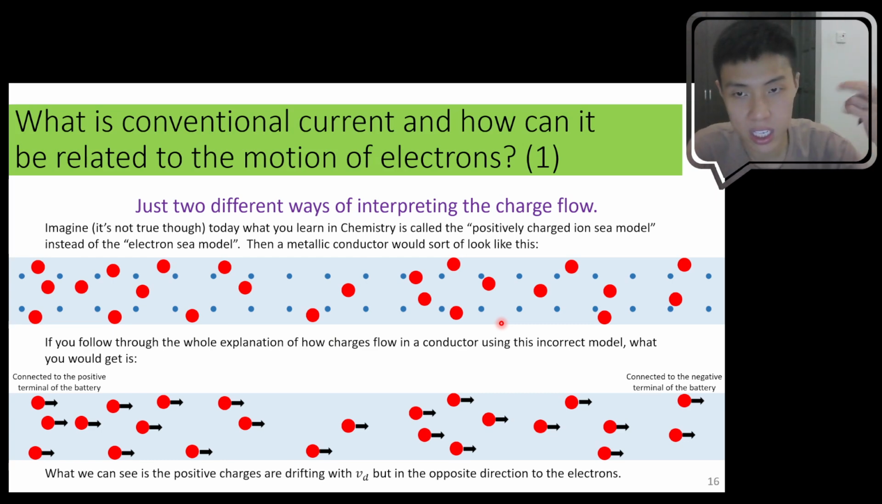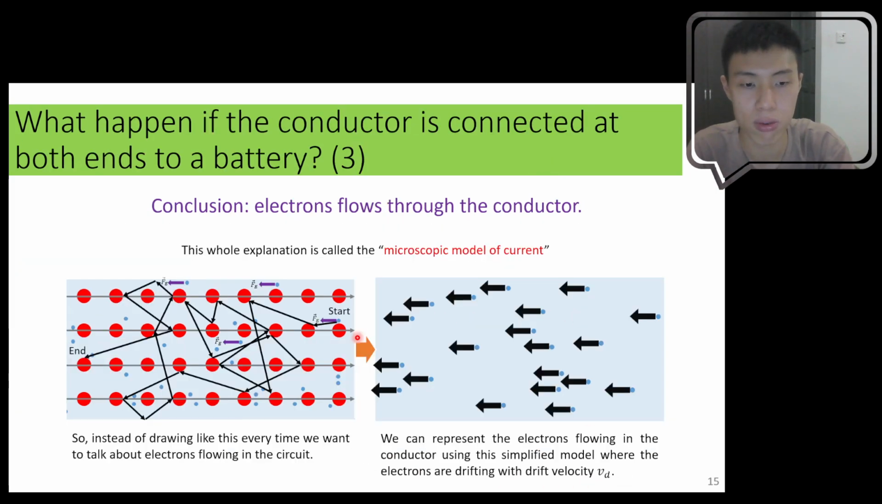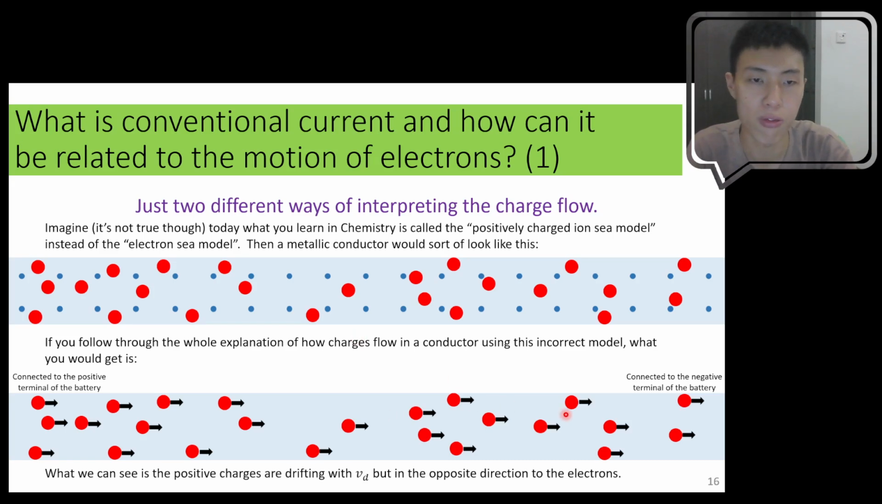So if you go through the same explanation, you see that it will move in the same direction of the electric field, because for positive charge, E and F are in the same direction. So if this is a new world where electrons are fixed but positive ions are freely moving, you end up with the explanation where the positive ions are drifting in the same direction as the electric field. So you can see positive charges are drifting with Vd, but in the opposite direction of the electron. Just now the electrons are moving to the left, but right now the positive ions are moving to the right. So they're going from the positive terminal of the battery to the negative terminal of the battery.